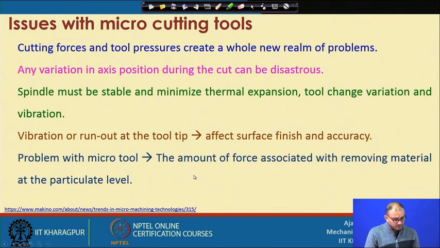right. The problem with micro tool is the amount of force associated with the removing of material at the particular level. Now, that means whatever material you are removing, where is this material going? So, if it is coming out as a chip, how efficiently the chip is created and how efficiently it is coming out of the machining zone will decide how much amount of forces you are actually playing with this particular material.